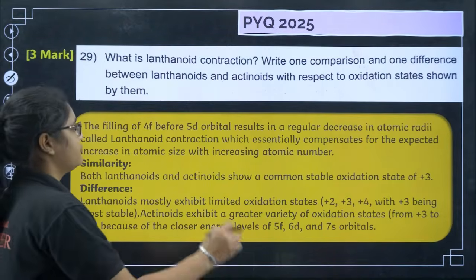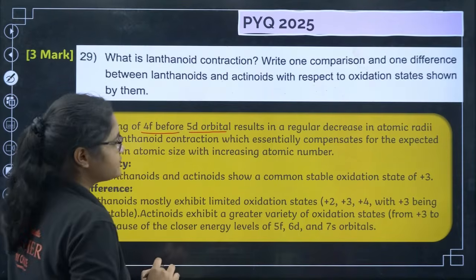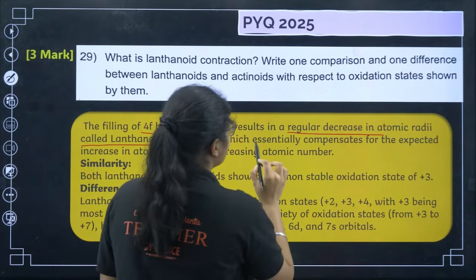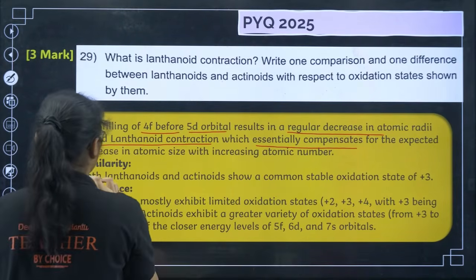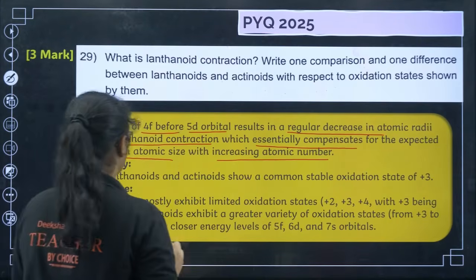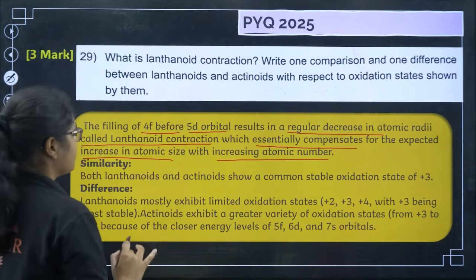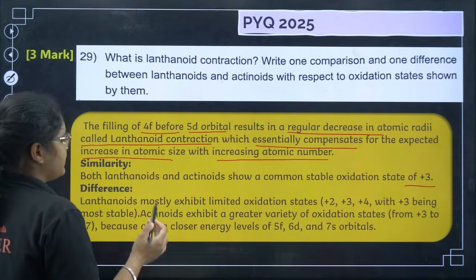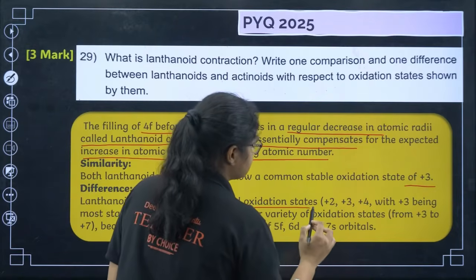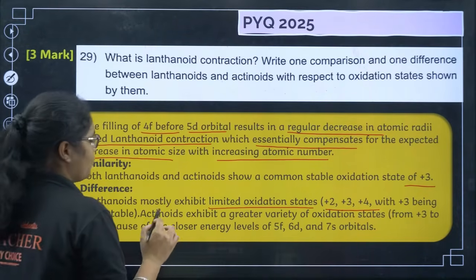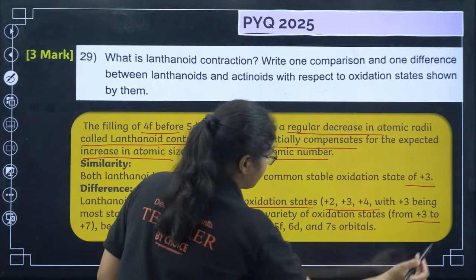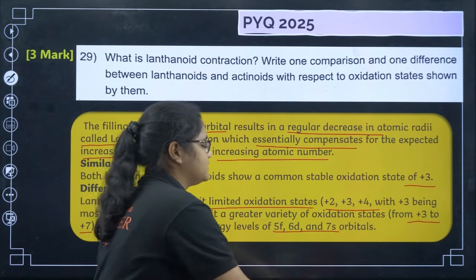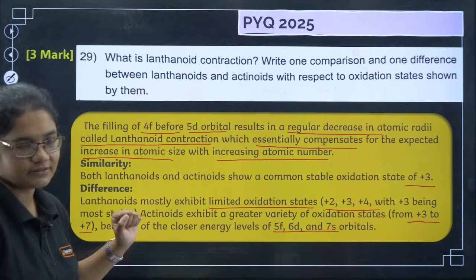I have already discussed it with you. The filling of 4f orbitals before 5d orbitals results in a regular decrease in the atomic radii called lanthanide contraction, which essentially compensates for the expected increase in the atomic size with atomic number. Okay. Now what is the similarity between them? So both lanthanoids and actinoids have a common oxidation state of +3, and what is the difference? Lanthanoids mostly exhibit limited oxidation states +2, +3 and +4, whereas actinoids have more variety, from +3 to almost +7, because of the closer energy levels of 5f, 6d and 7s orbitals.